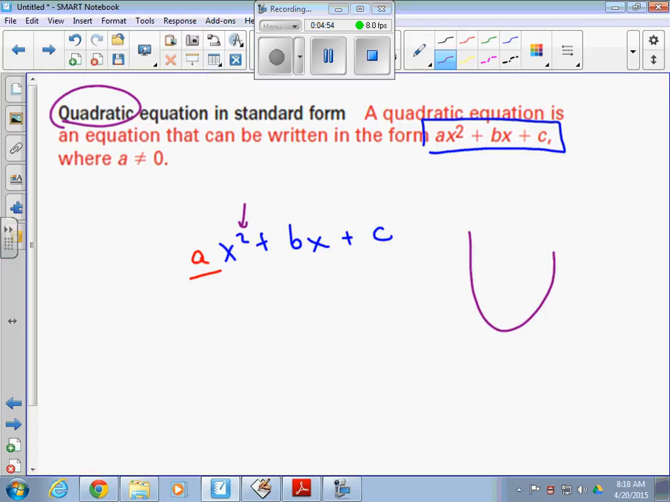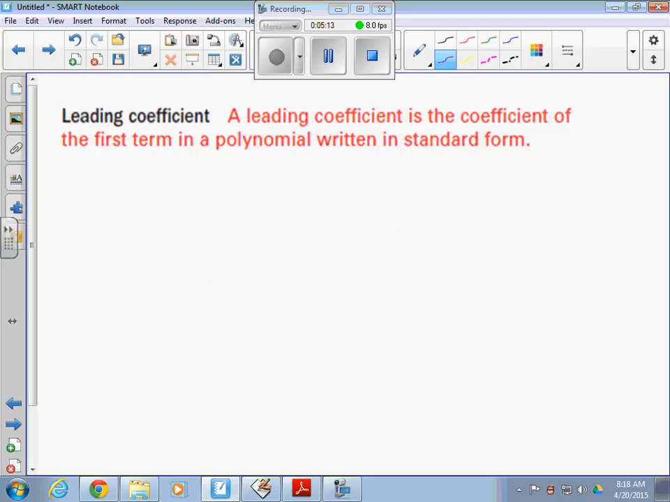But you know it's quadratic because of that. You know it's standard form because the biggest exponent, in this case 2, is first, followed by the next exponent, 1, that's not shown, then followed by the one that doesn't have a variable at all. That's standard form. And the leading coefficient, when it's in standard form, is the number that comes first.